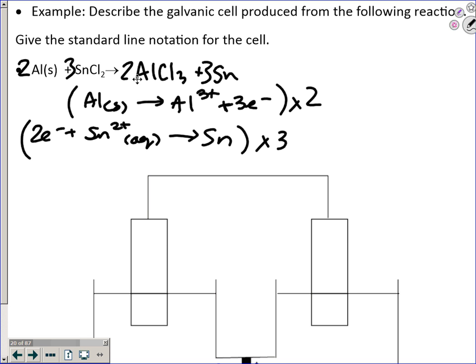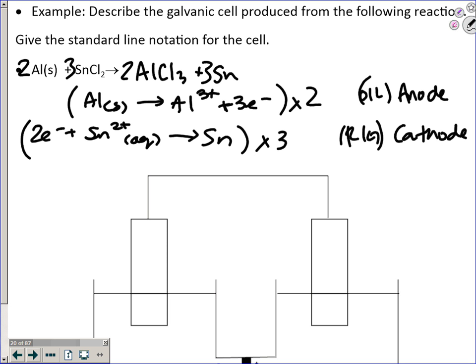If you're calling this the anode over here, whose anode? Okay, so I'm going to put oxidation here because we can see the loss of electrons. This is the anode. And then this one must be reduction because we have a gain of 2 electrons, or 6 overall. And then that's the cathode. Okay, so this will be aluminum. This will be tin. So they have to be the solids on the electrode sides.